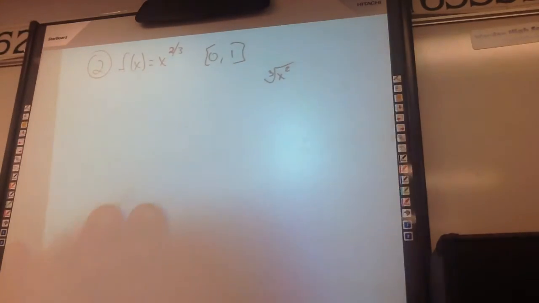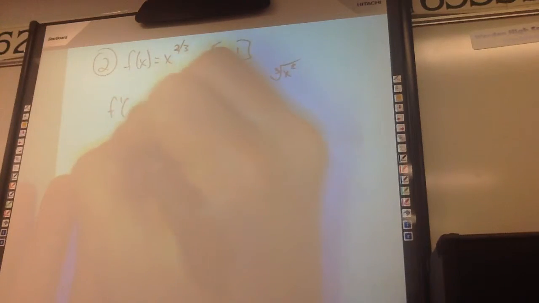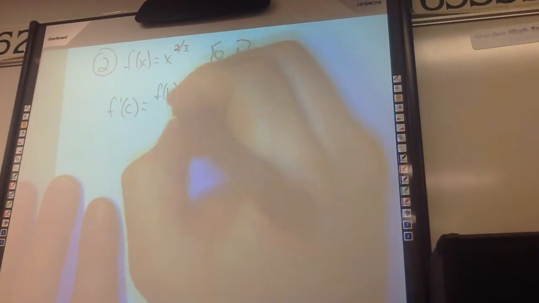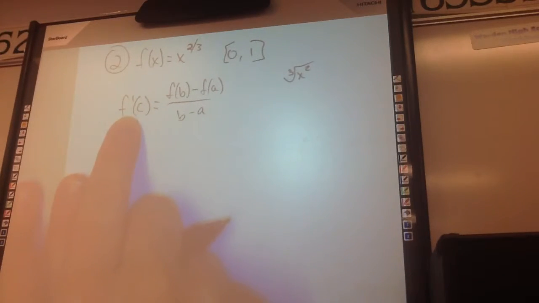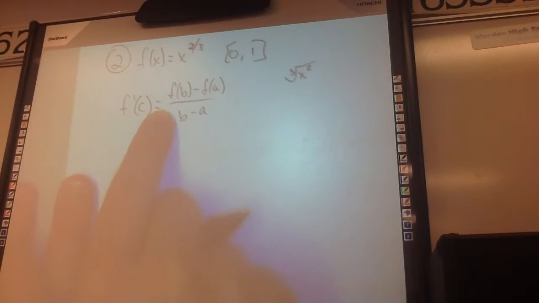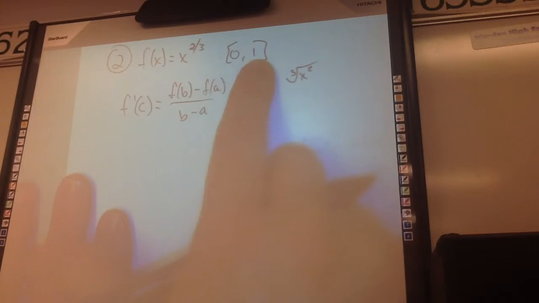Okay, so yes. B, if it does, find the value of c that satisfies the equation. Does this equation make sense? f of b minus f of a over b minus a equals f prime of c. What does that say? The derivative at the point, the slope at point c. The slope of this function at point c needs to be equal to the change in y over change in x over this whole interval.